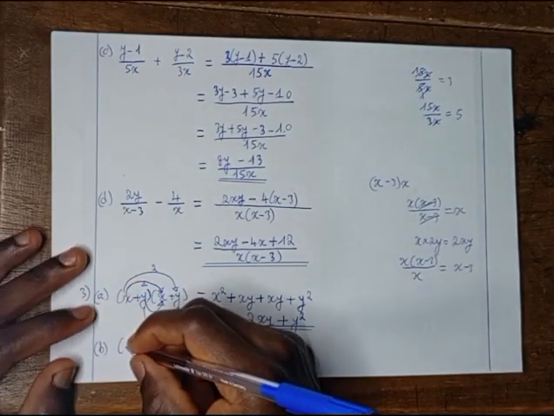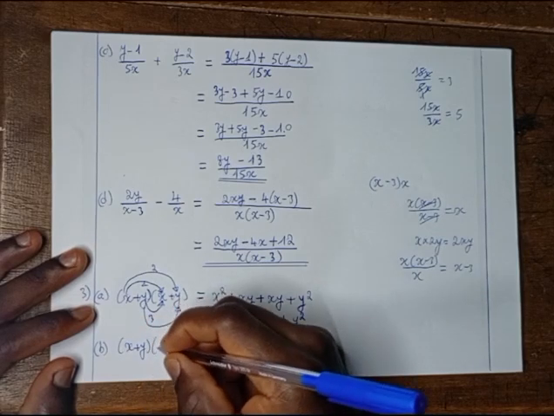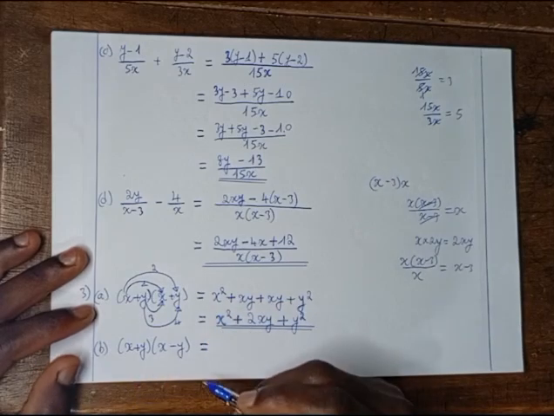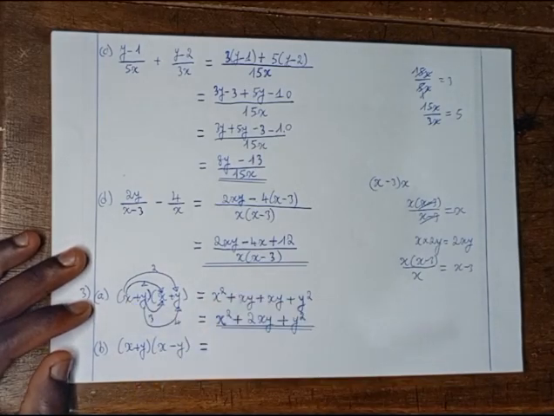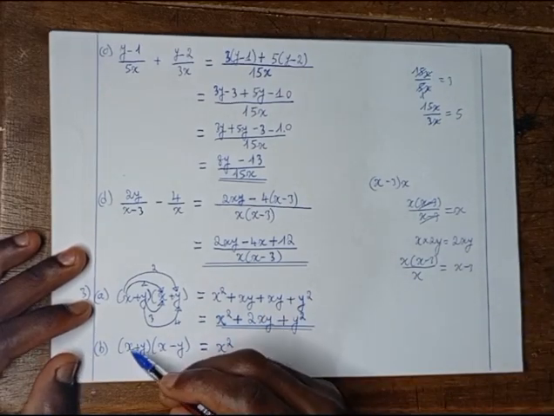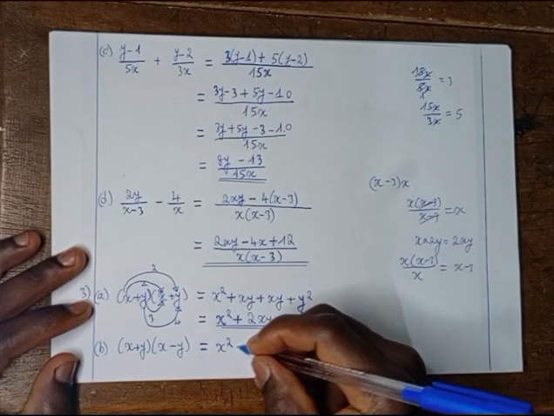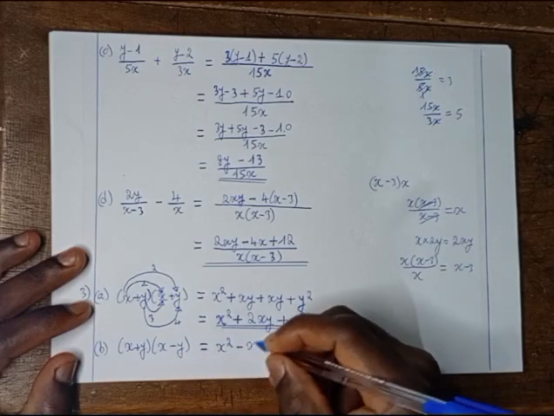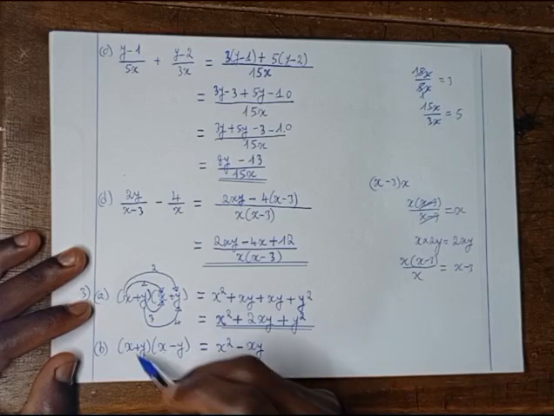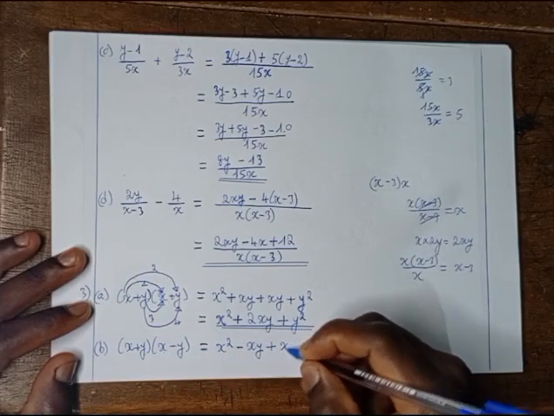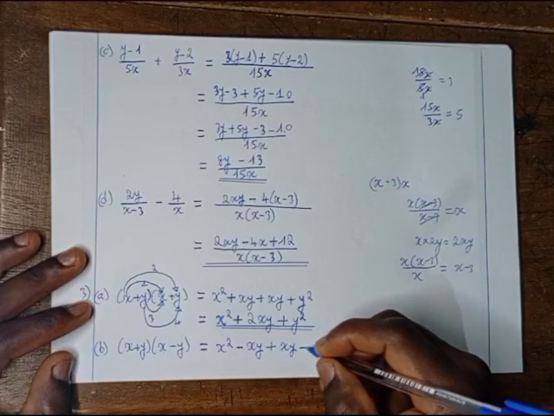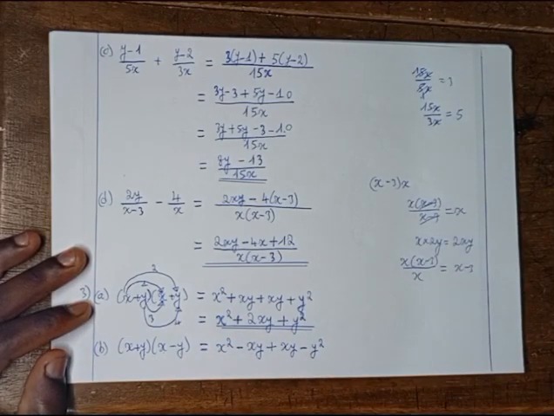For B, we have x plus y times x minus y. This will simply be equal to, we are going to repeat the same process as above. X times x will give us x squared. X times negative y will give us negative xy. Next, y times x, they are positive, so this will give us plus xy. Y times negative y will give us negative y squared.